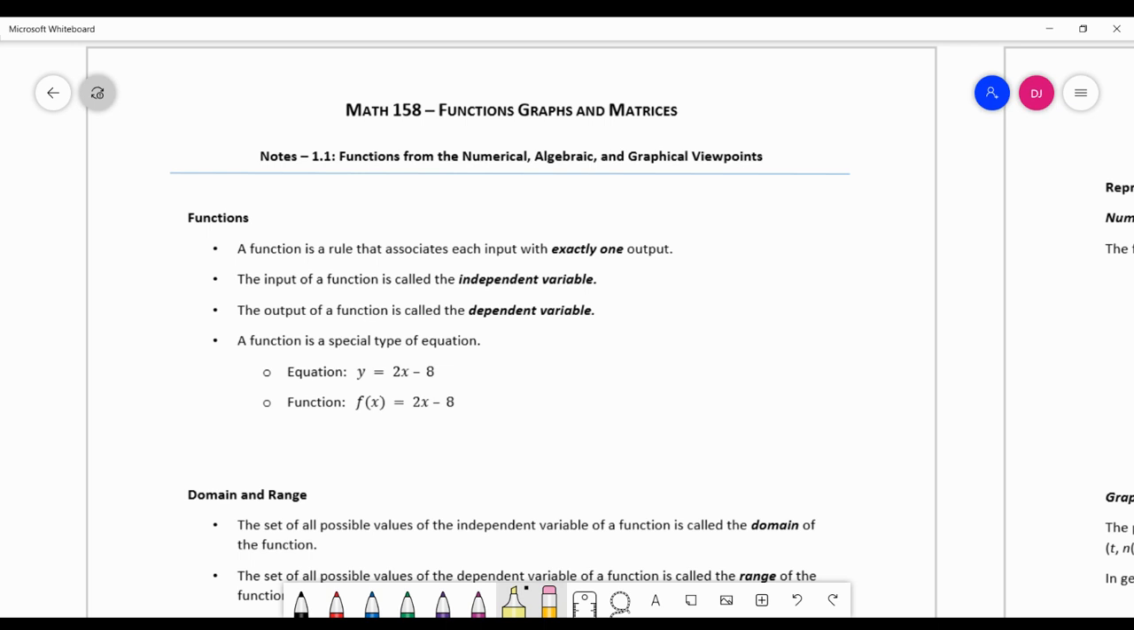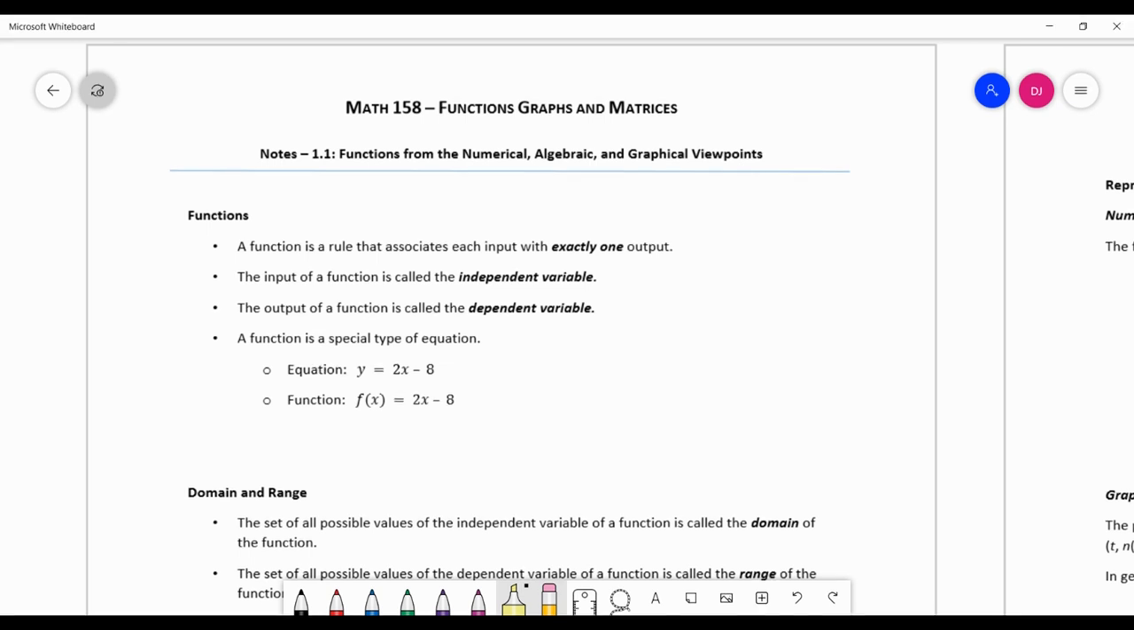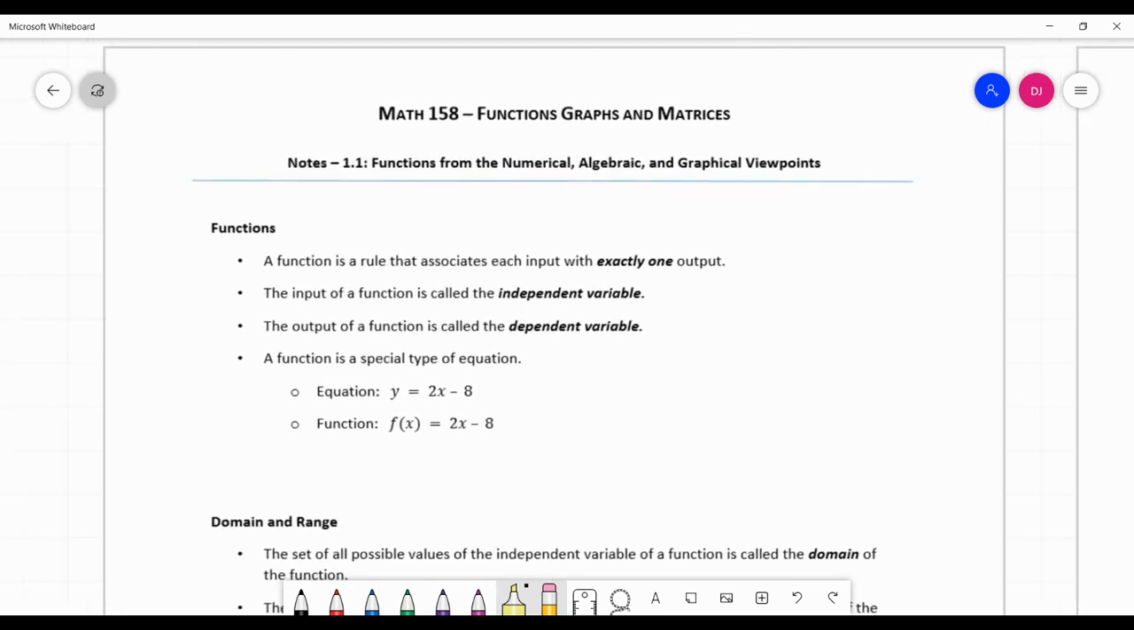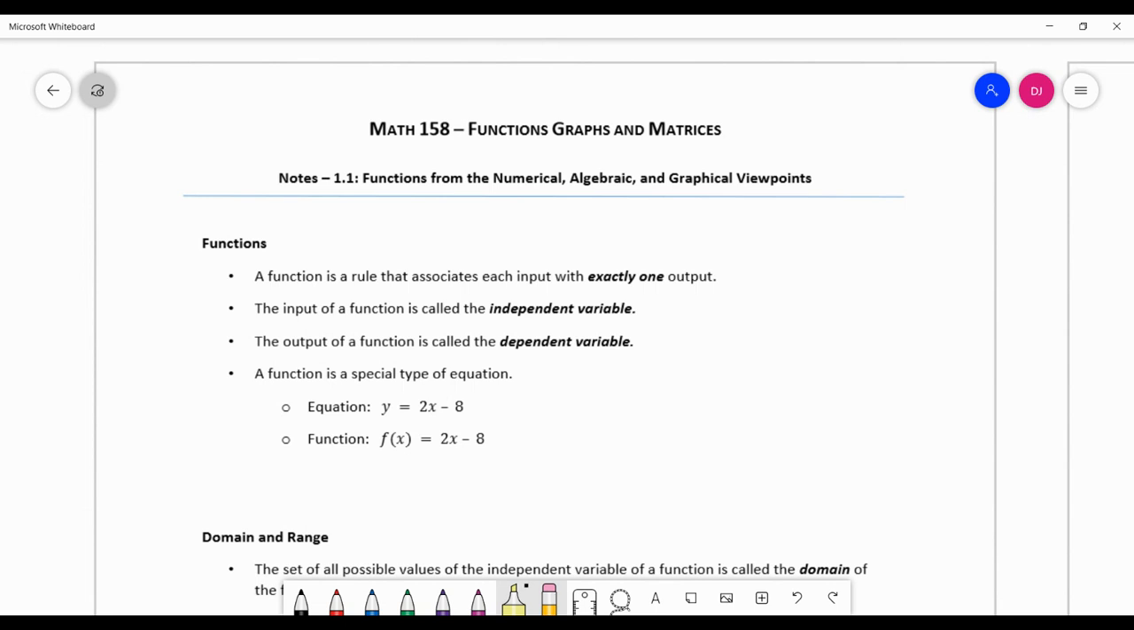Okay, so we're looking at functions, graphs, and matrices, Math 158. These are the notes on section 1.1, functions from the numerical, algebraic, and graphical viewpoints. Okay, so we're going to look at functions. What is a function? We're used to seeing equations. Again, the blank note guide was also posted on Blackboard, so if you want a copy of this to follow along, you can.